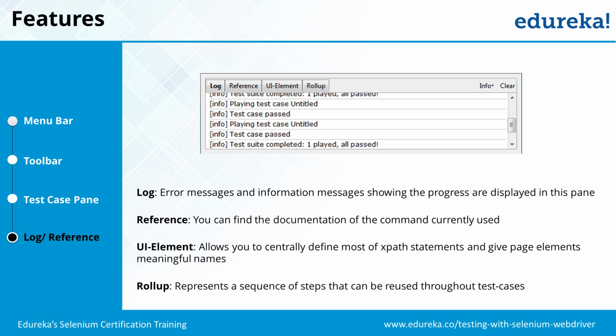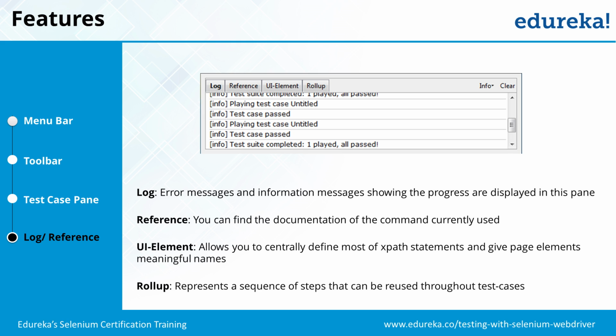Like if you see over here, it's the info log. It's giving information. It doesn't have anything much to say, but it says, okay, this step has been performed, this is being done, and all. Then you have the reference tab over here. You can find the documentation of the command currently used. Whatever command is currently under process or currently being executed, you can find the documentation of that command over here. Then you have the UI element, which allows you to define most of the XPath statement and give page elements meaningful names.